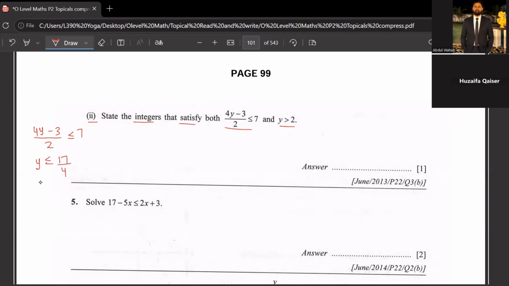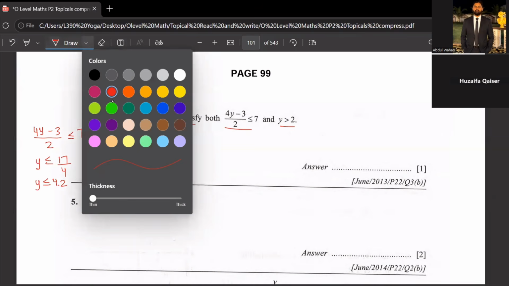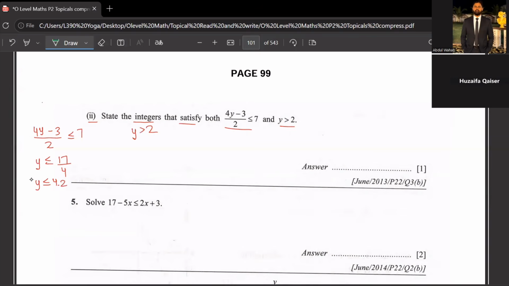Or you may write it simply as y is less than or equal to 4 fives are 20, 4 fours are 16, and 4 to z. It's about 4.2. Now see the second: y is greater than 2. Now, what they are saying is we have two different conditions on y. The first tells us y is less than or equal to 4.2. The second tells us y is greater than 2.